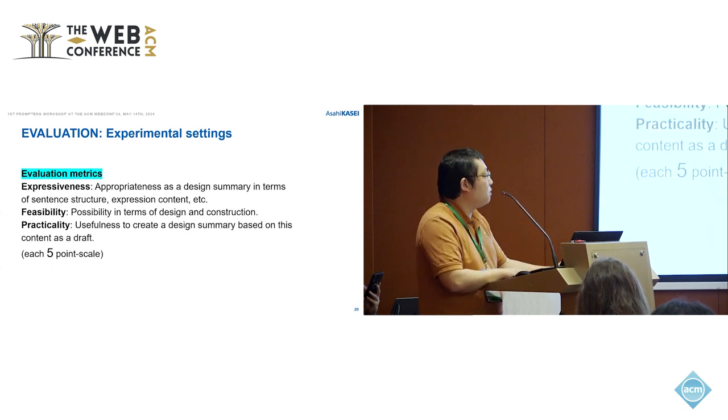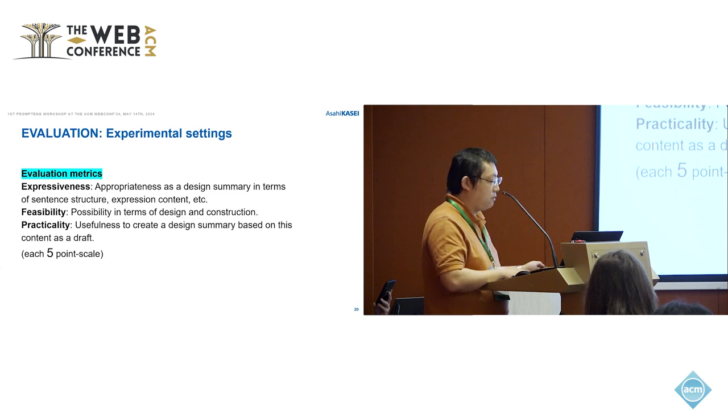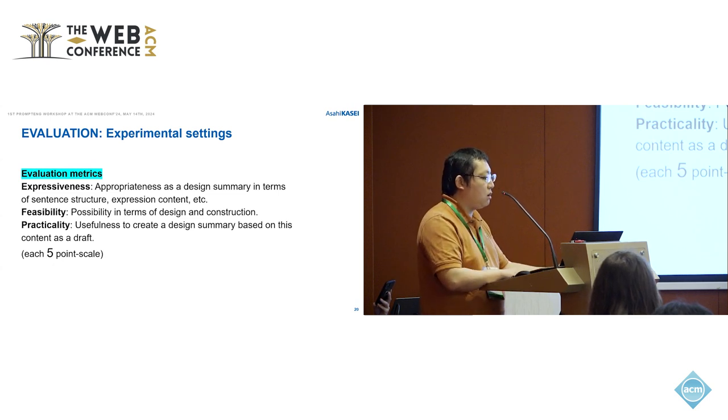Then here is the evaluation matrix. There are three metrics: expressiveness, feasibility, and practicality. Expressiveness is a measurement of appropriateness as a design summary. Feasibility is a measurement of possibility in terms of design and construction. Practicality is a measurement of usefulness of creating a design summary based on this content as a draft. Each of these three metrics was evaluated on a 5-point scale.